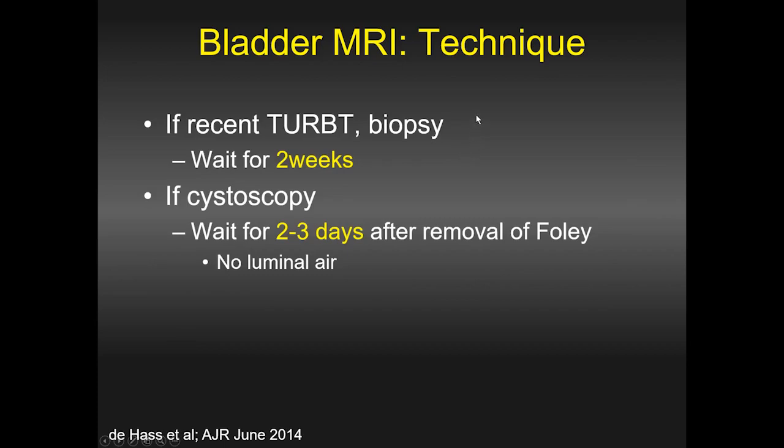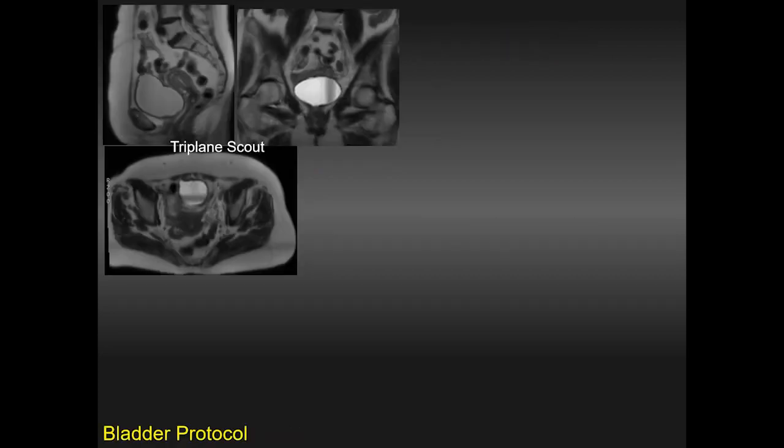The other important point before starting the MR is to assess the history, and if the patient has had any kind of surgical intervention. So for instance, if the patient had a transurethral resection of bladder tumor, you have to wait for 2 weeks because you want the hemorrhage and the changes from the procedure to have resolved. If the patient has had an office cystoscopy, you have to wait for 2 to 3 days because you can have air that is present in the lumen of the bladder that can lead to susceptibility artifacts on the diffusion-weighted MR. So waiting for a few days will clear the air and enable good quality assessment of the bladder. Now let's look at how you would image in terms of the protocol.